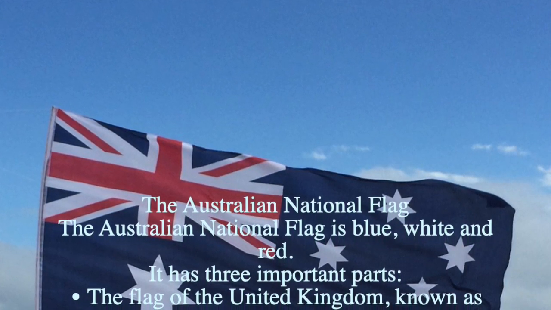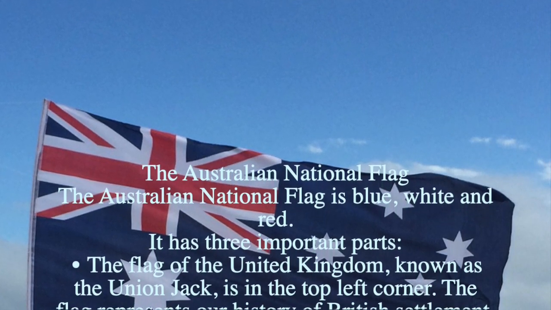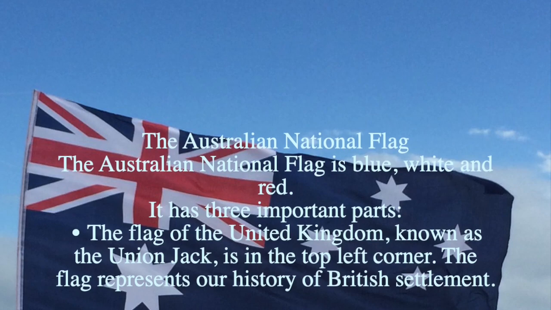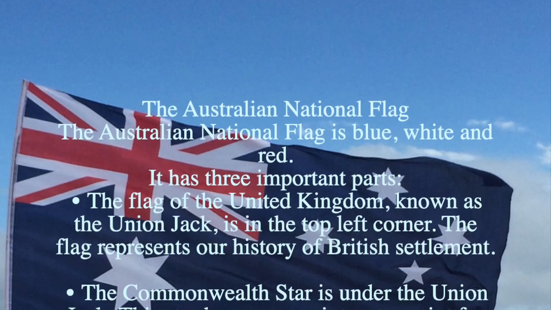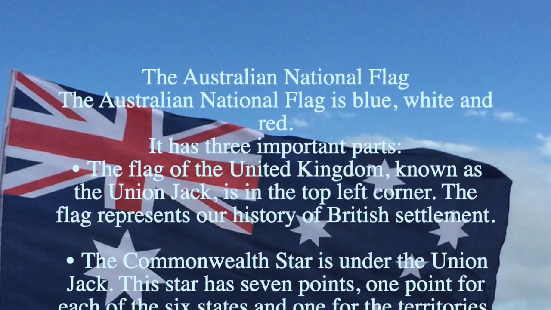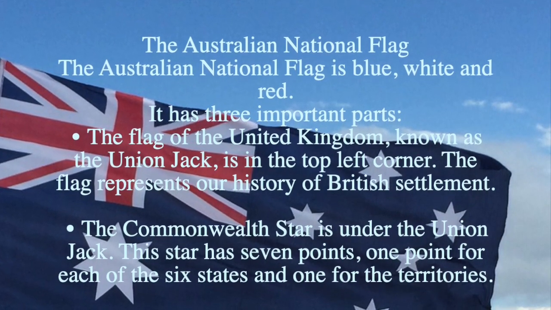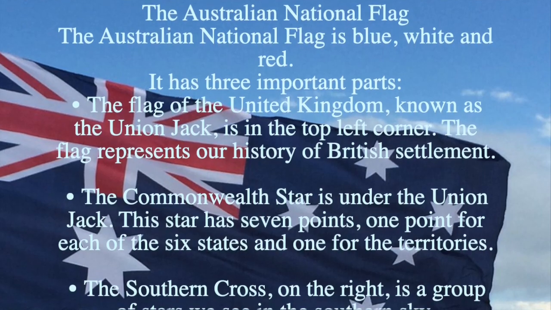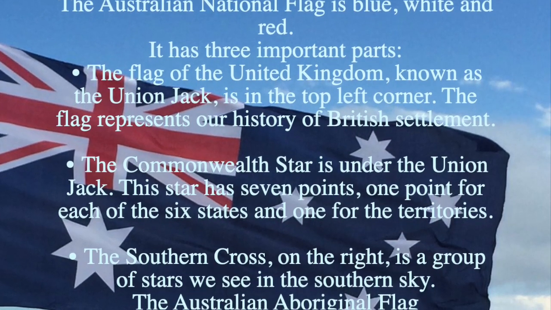Also, this British flag is known as the Union Jack in the Australian flag. If someone asks what the Union Jack is, it is the British flag in the Australian flag, in the top left corner. The flag represents the Australian history of British settlement. I hope you remember that British settlement came with the 11 colony ships, which is the First Fleet.